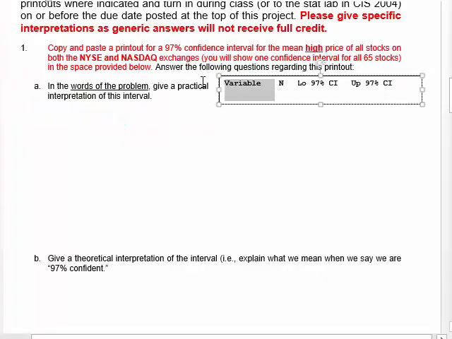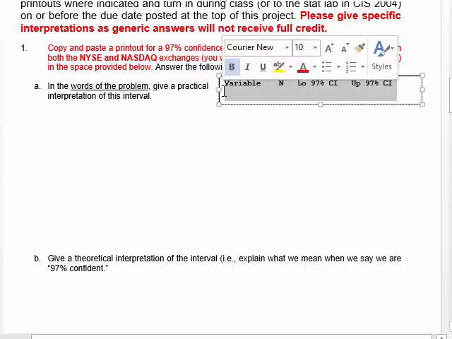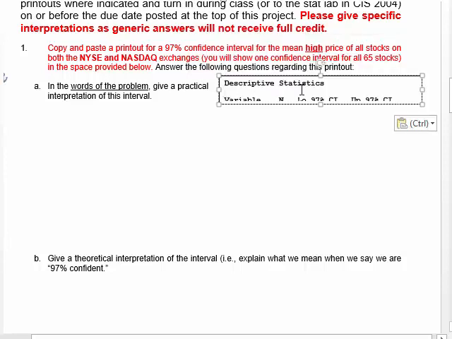So I'll copy that, and I'll bring this over. And actually, I'm going to end up taking some of that out, because to make it fit, I'm going to just look at these guys here. So there we go. And this is the confidence interval that you're going to interpret for me. You're going to give me a practical interpretation in the words of the problem. Don't tell me about mu. Don't tell me about average. Don't talk about data or prices. Be specific. Be very specific. And then a theoretical interpretation.